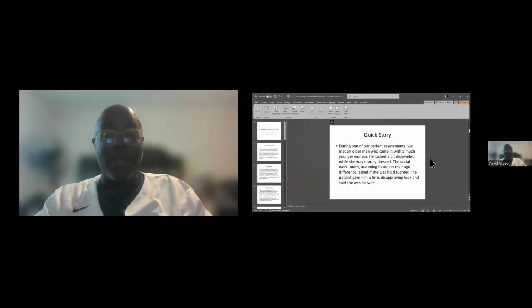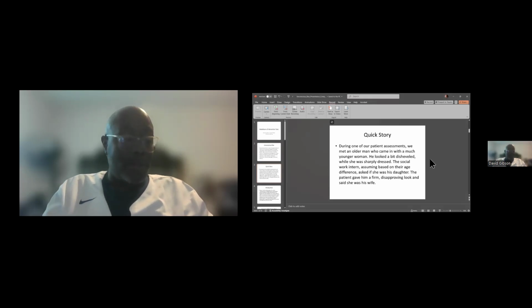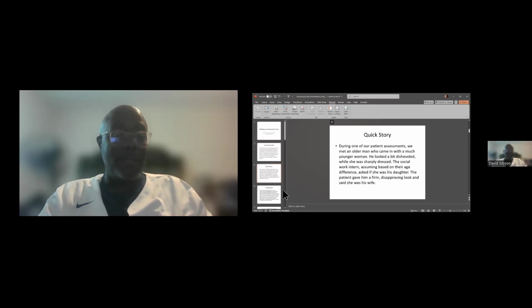For a quick story, during a patient assessment, an older man came in with a younger woman. He looked disheveled, and she was dressed immaculately. The social work intern I was working with assumed, because of the age difference and how he was looking, that she was his daughter, and he asked him as such. And the man gave him a nasty look and said, "No, that's his wife."